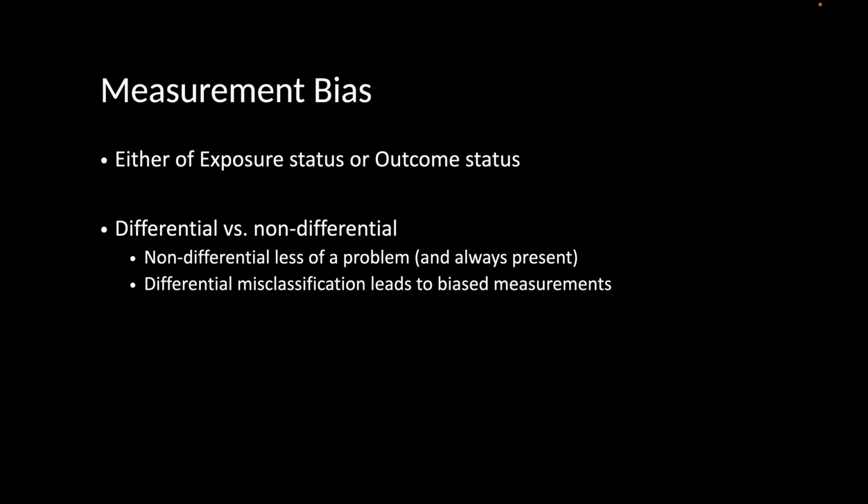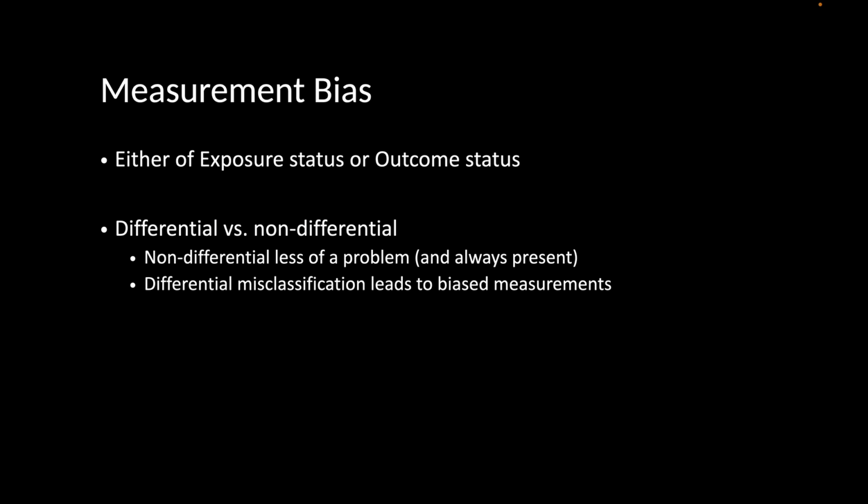Differential bias means that the mismeasurement is happening differently in the two arms. Like being exposed leads to one rate of mismeasurement, and being unexposed leads to a different rate of mismeasurement. Okay? And that's important. Non-differential mismeasurement always happens. It's always present because whatever our tool is that we're using to assess exposure status or disease status, no tool is perfect. So we will be inaccurate a certain percentage of the time.